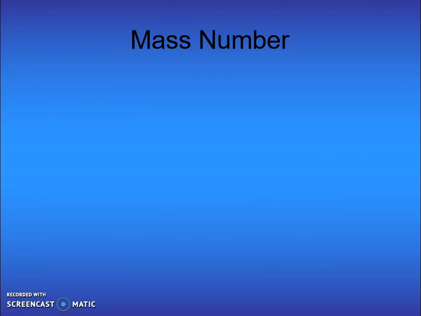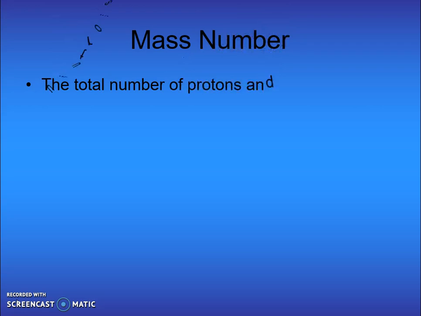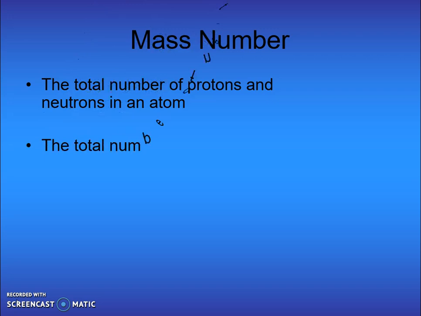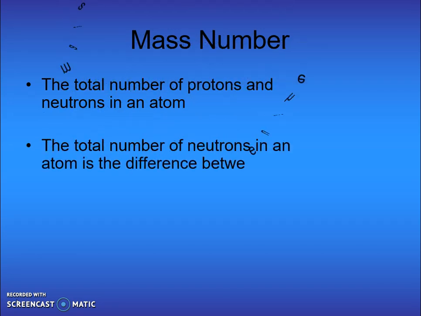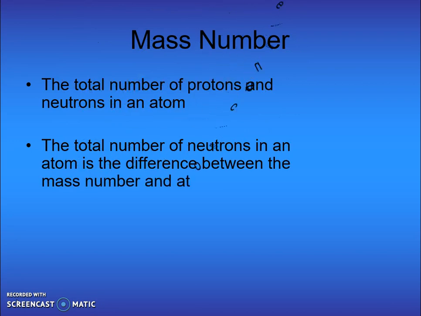Every atom has its own mass number. The mass number is the total number of protons and neutrons within an atom. Because protons have a mass of 1 AMU, as do neutrons, but electrons have so little mass we're going to ignore them. We then can find the number of neutrons by taking the mass number for a particular atom and subtracting the number of protons, or subtracting the atomic number of that atom, and that will then give you the number of neutrons that must be in the nucleus also with those protons.